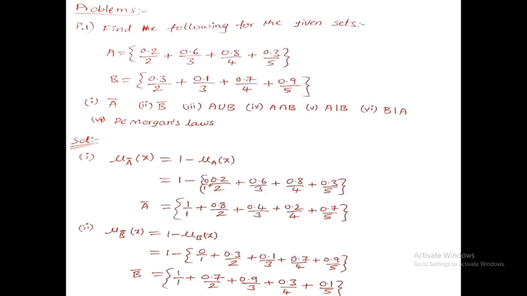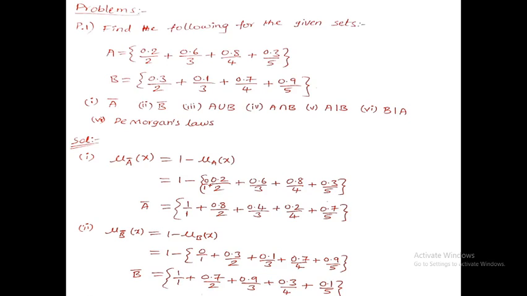1 minus 0 is 1. Second point, 1 minus 0.2, 0.8 by 2. 1 minus 0.6, 0.4 by 3. 1 minus 0.8, 0.2 by 4. 1 minus 0.3, 0.7 by 5. So this is how to get that A complement.